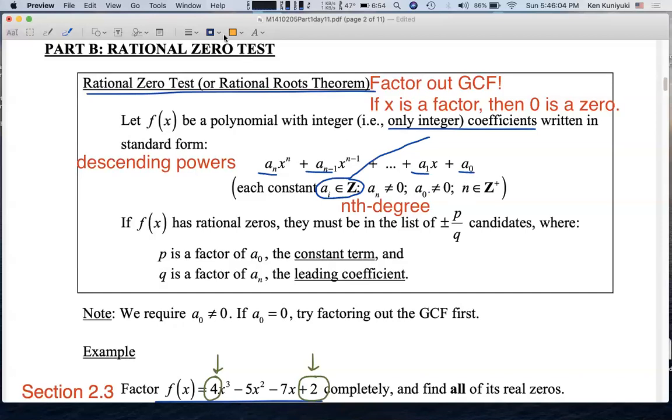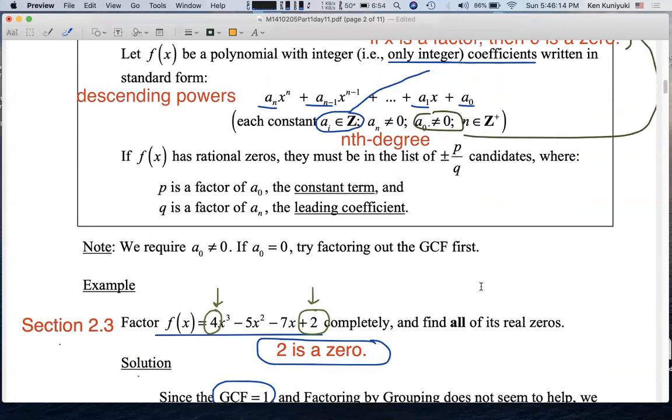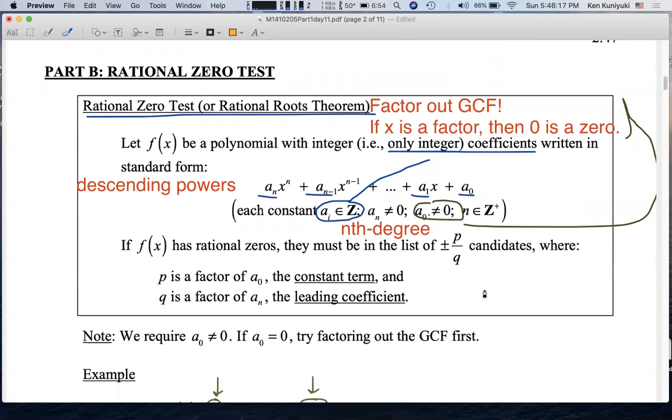And by the way, there will be a non-zero constant term, provided that you factor out the GCF first. Now, in our example, the GCF was 1. But if the GCF is, for example, x or x squared or something like that, then make sure you factor it out first and put that to the side. If x or x squared or so forth is a factor, then that means that 0 itself is a zero. And we're focusing on the other piece, not the GCF.